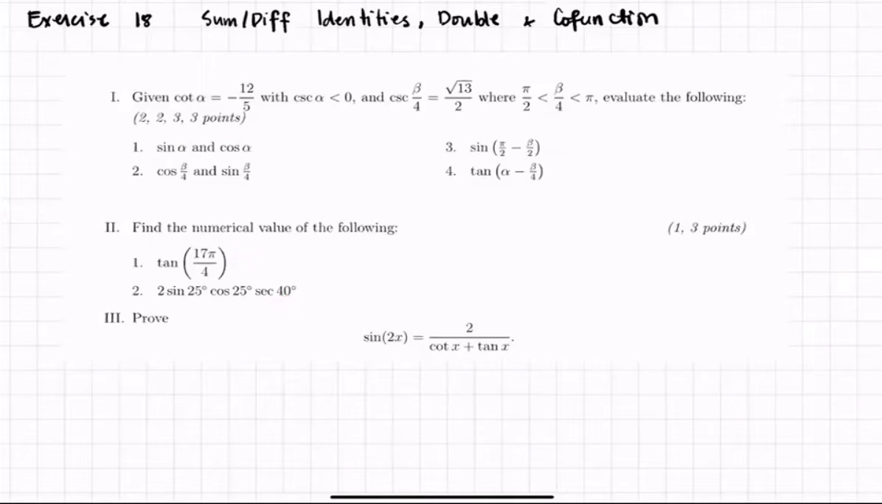17 pi over 4, siguro pwede na natin skip yung 17 pi over 4 kasi nagawa na natin yan, no? Kasi may over 4, magko-coterminal angles ka lang. And then number 2, 2 sine 25 degrees, cosine 25 degrees, secant 40 degrees. And then, test 3, let us prove this thing.